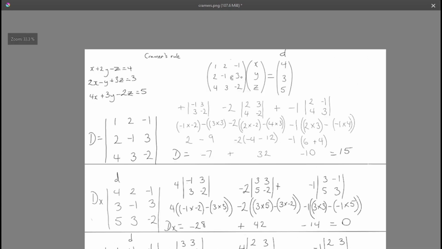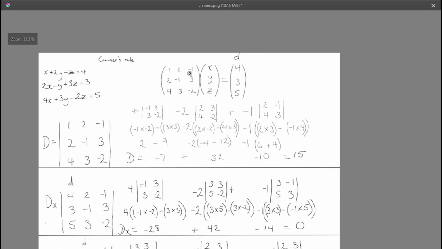Alright, so we set it up in our matrix. x is 1, 2y will be 2, minus z will be minus 1. And on the right hand side of the equation, which is the answers, we have 4, 3, and 5. So we put equal to 4, 3, 5, x, y, z.